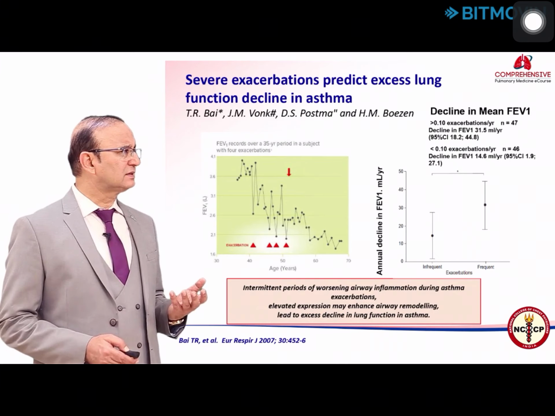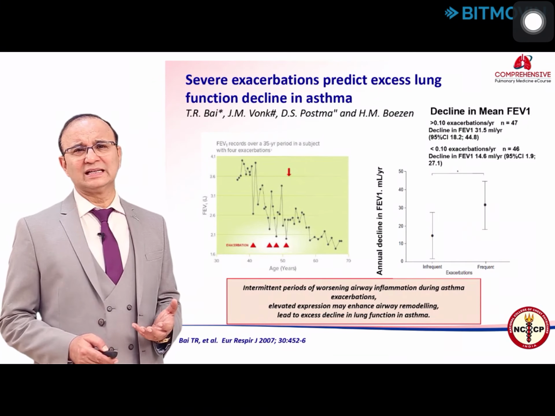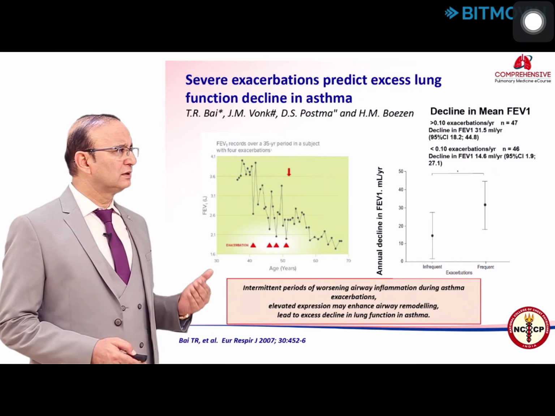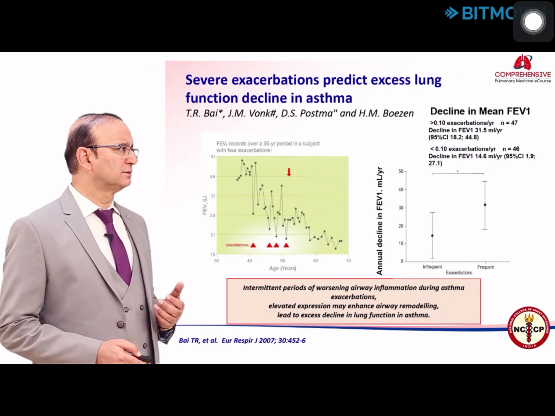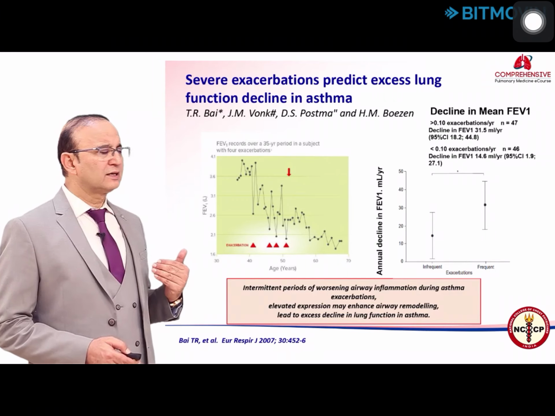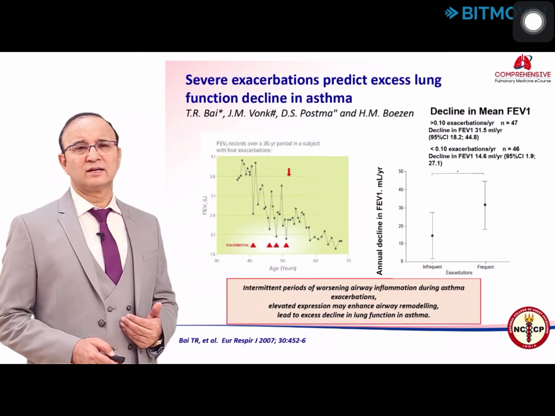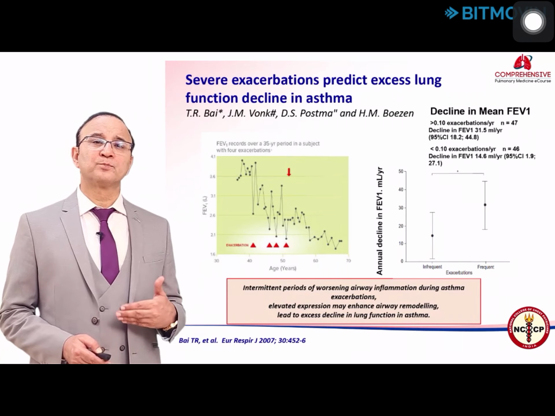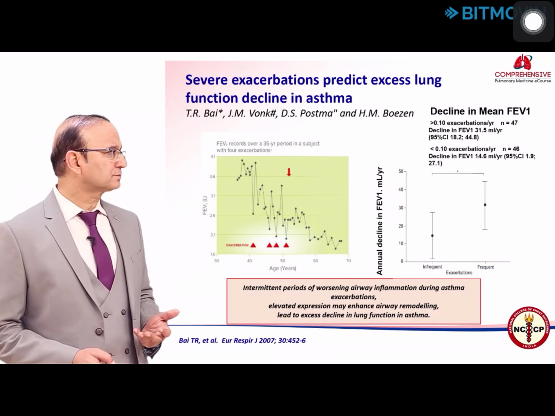Then the other thing is what happens with repeated exacerbations or repeated acute attacks. It will not only worsen the inflammation, it has been seen that it leads to an excessive decline in the lung function in these asthmatic patients. And many a patient may have irreversible lung function.